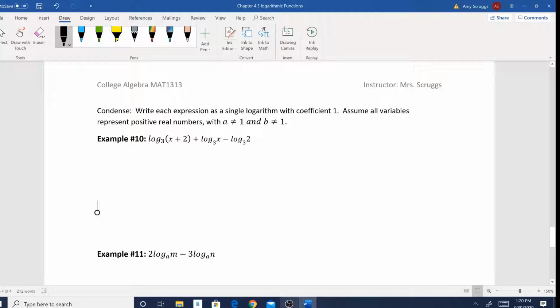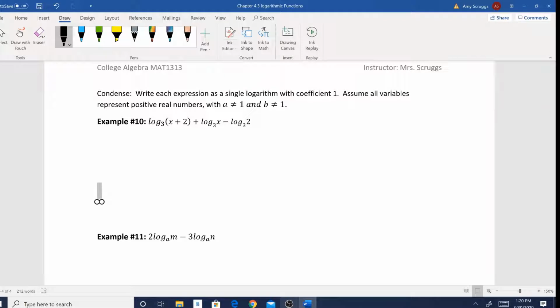All right, part 3, and this is the last part, I promise, because we've finally made it to page 4. But in this example, we're actually going to be going backwards. In the second part, we were expanding them to write them as multiple logarithms. And in this section of the notes, we are already given multiple logarithms, and we actually want to condense them into one logarithm.